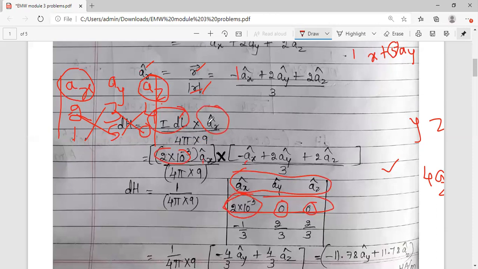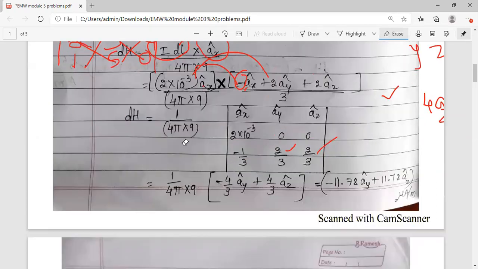The third row will have the coefficients of this aR. So what is that aR? aR is this: minus 1 by 3, then 2 by 3. Here also it is 2 by 3. So that's what I have written: minus 1 by 3, 2 by 3, 2 by 3. You can solve this. Or else you follow the same, taking the multiplication of each term, seeing what the unit vector is and solving. No problem. So I have done it in this way. Further, if you solve, further is using the calculator.